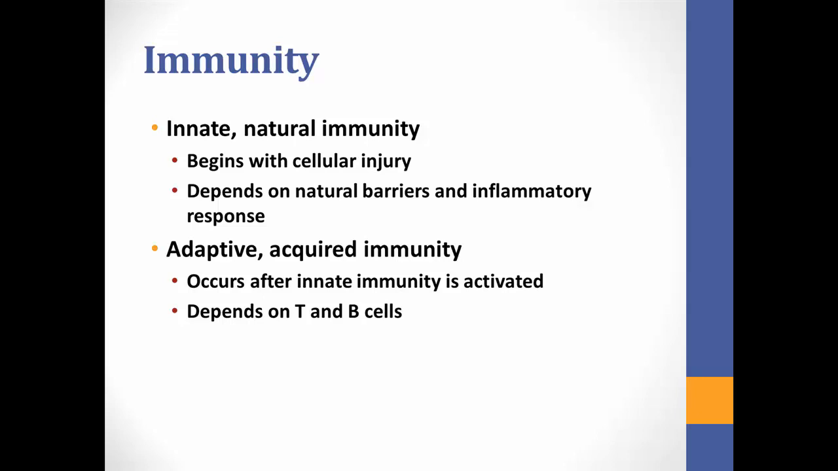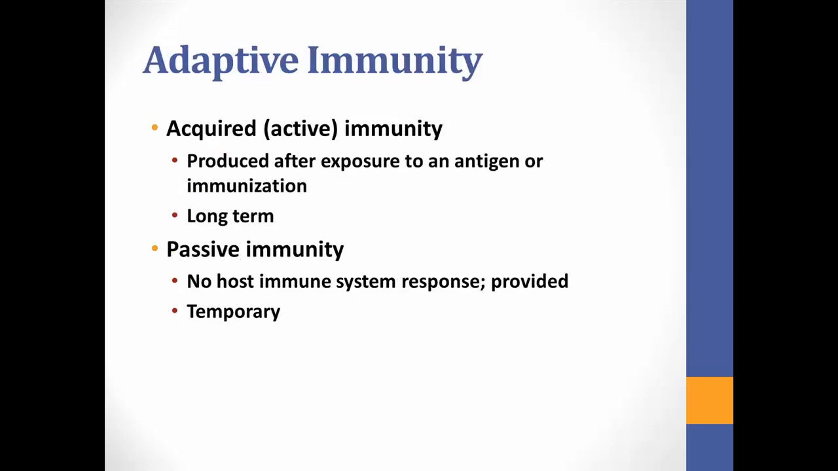But we also have adaptive or acquired immunity. Adaptive or acquired immunity occurs after innate immunity has already been activated. And because you've already done some activation of your immune system through that primarily inflammatory response, we know that adaptive or acquired immunity depends heavily on T and B cells. Now, adaptive immunity comes in both active as well as passive processes.